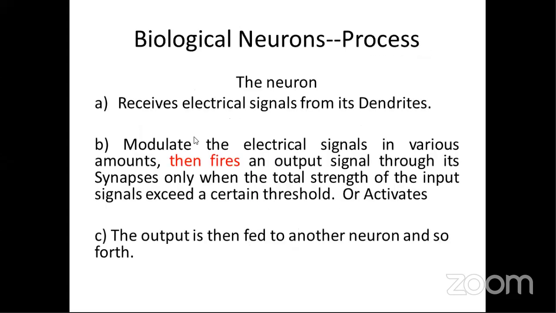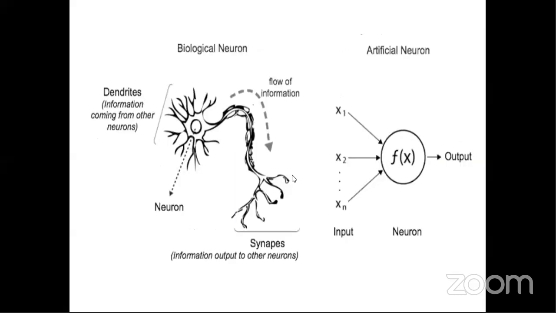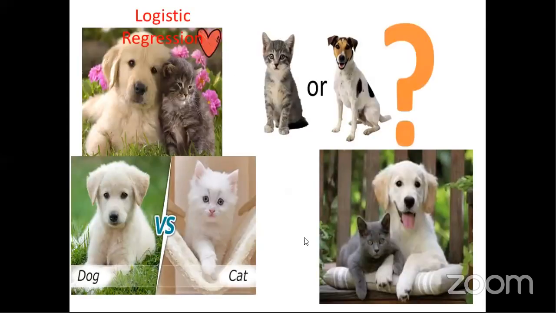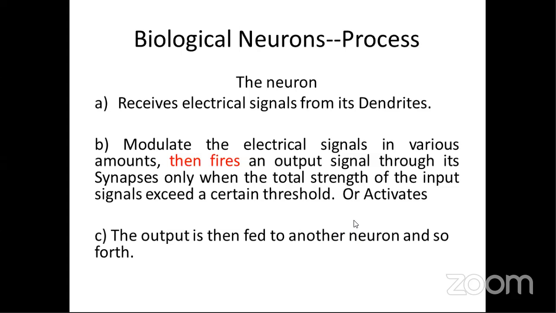What will a neuron do? It receives electrical signals from its dendrites, then modulates the electrical signals in various amounts, then fires an output. When should it fire? Whenever it reaches a certain threshold. This is what I said here. Whenever the strength of the input signal exceeds a certain threshold, then it fires.